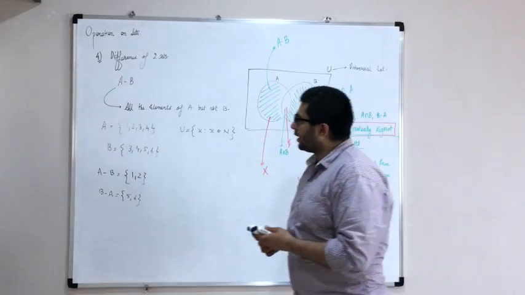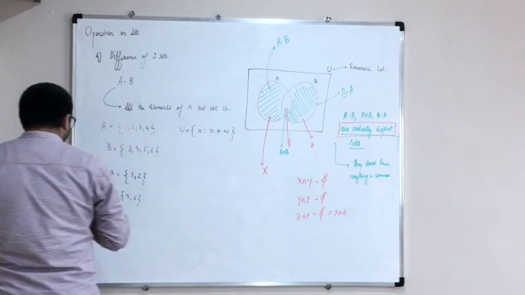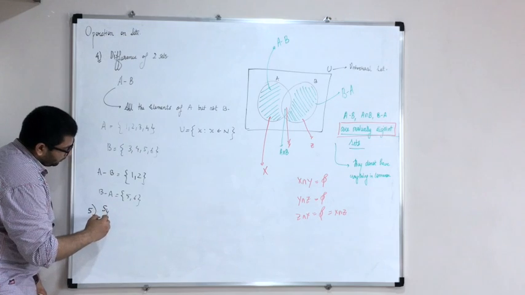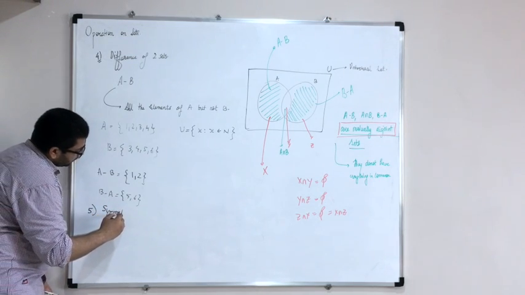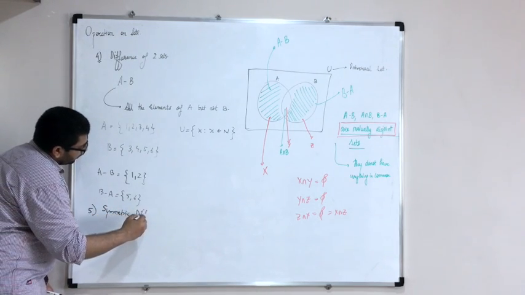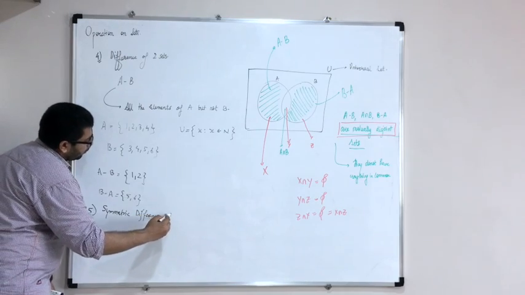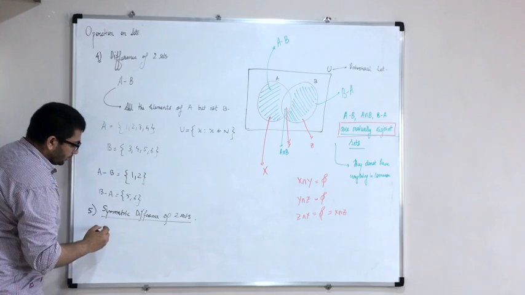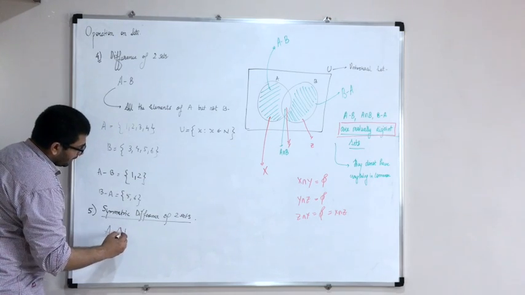Now let's move to the fifth operation, that is nothing but the symmetric difference of two sets. So that's the fifth part. Symmetric difference of two sets. What is the symmetric difference of two sets? It is represented by A delta B.